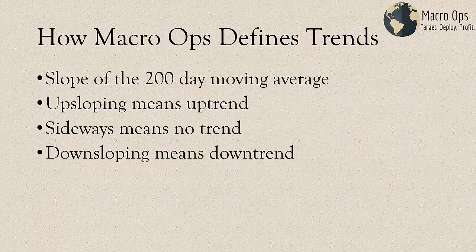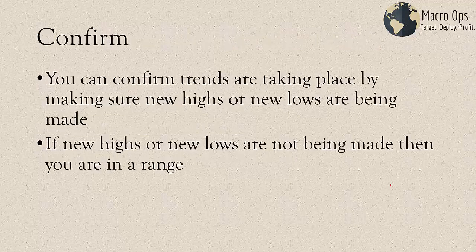So how Macro Ops defines trends, we feel, is a very robust way to do it. We look at the slope of the 200-day simple moving average. If that 200-day moving average is upsloping, it means we're in an uptrend. If it's sideways, it means we're not in any trend, we're range bound. If it's downsloping, it means we're in a downtrend. You can confirm the trend is taking place by making sure that if the MA is upsloping, we're making new highs, and if the MA is downsloping, we're making new lows. If new highs or new lows are not being made, then you're in a range.